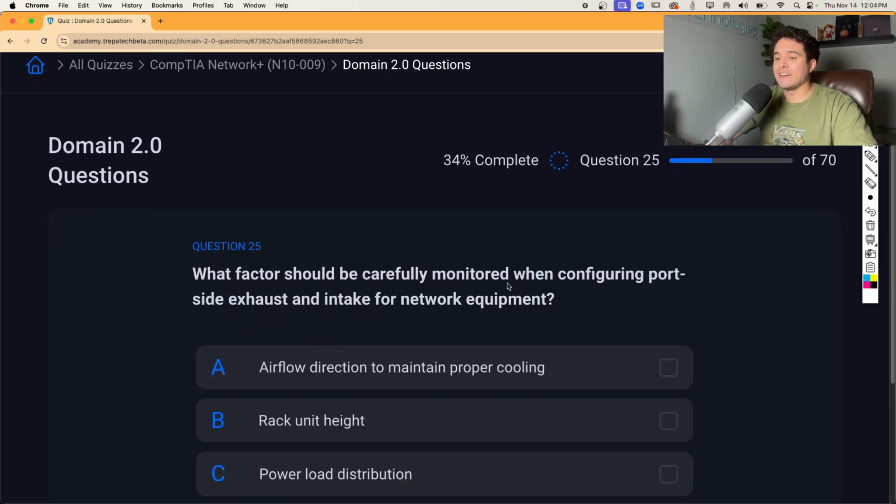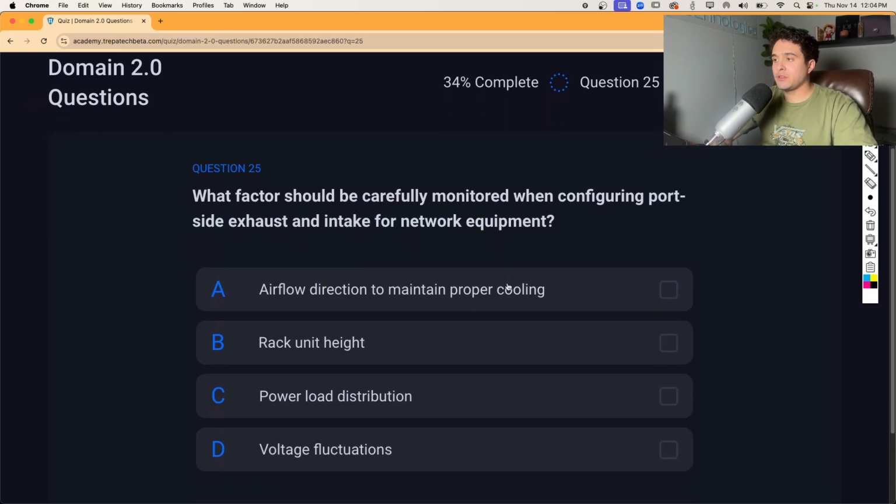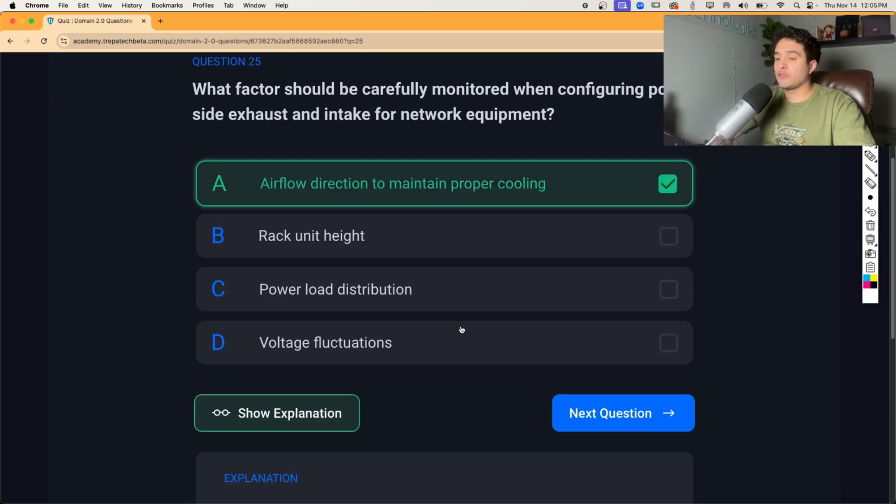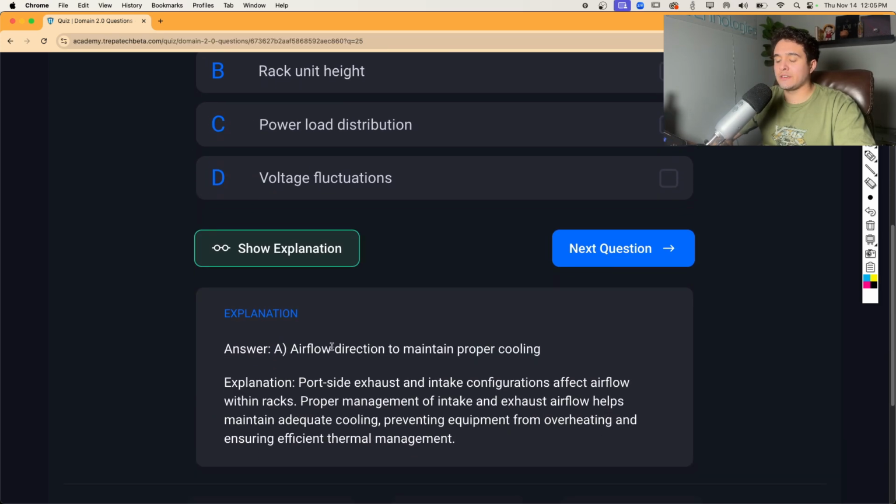Question 25. What factors should be carefully monitored when configuring port side exhaust and intake for network equipment? So how do we make sure that we are keeping our environmentals good? We've got to keep our airflow. We've got to make sure we're maintaining that hot and cold aisle format in our data centers. So I'm going to go with A. Airflow direction to maintain proper cooling. Go ahead and pause and read the explanation if you'd like.